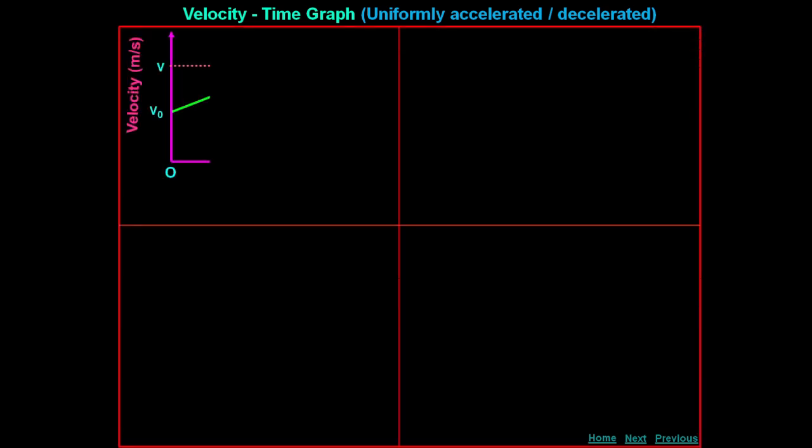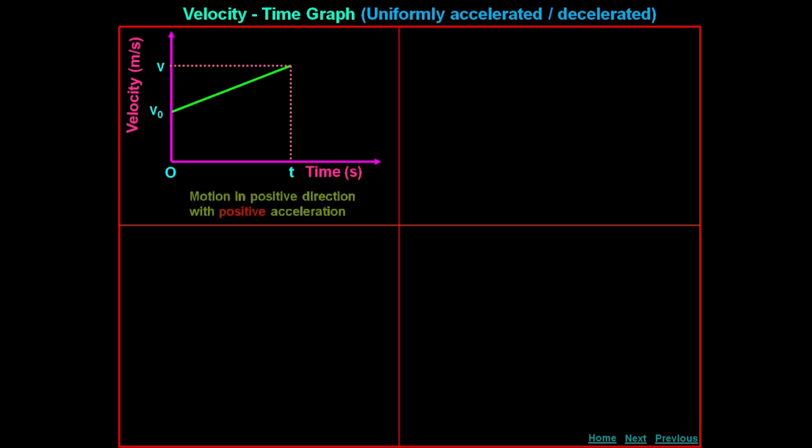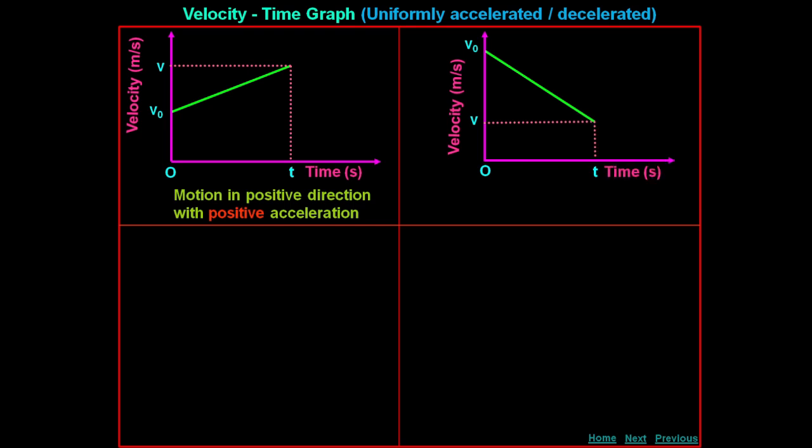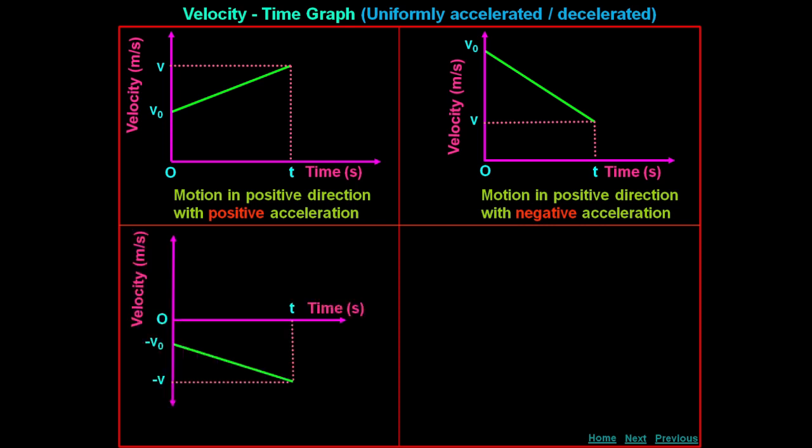Now we will have the velocity-time graph, for uniformly accelerated and decelerated motion. If you see here, we have a velocity-time graph in which the body is moving uniformly from the V0 velocity point. So motion is positive, and we can say that the acceleration is positive. In the same way, if the velocity graph is decreasing, it means deceleration. So during deceleration, we see the negative direction of the line.